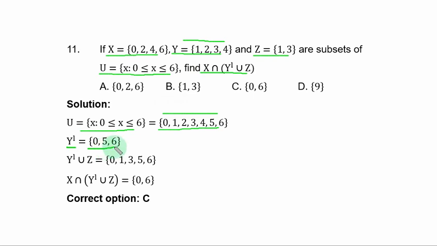5, 6. Let's start from the bracket by getting Y complement union Z. You simply combine the elements in Y complement and Z and you have this result. Now you compare this result with set S under intersection, common elements, and you have 0, 6. So C is the correct option.